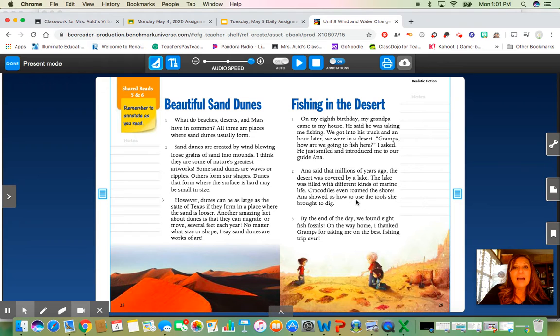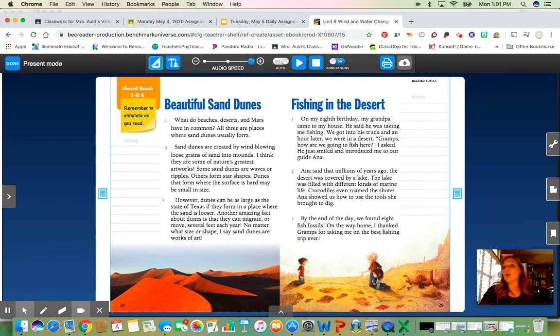Anna showed us how to use the tools she brought to dig. By the end of the day, we found 8 fish fossils. They are fishing for fossils. And look, there they are. So they're digging up and fishing for fossils. On the way home, I thanked Gramps for taking me on the best fishing trip ever.